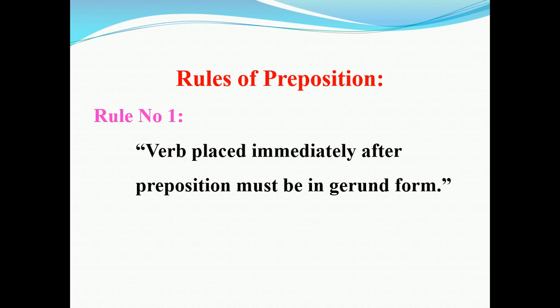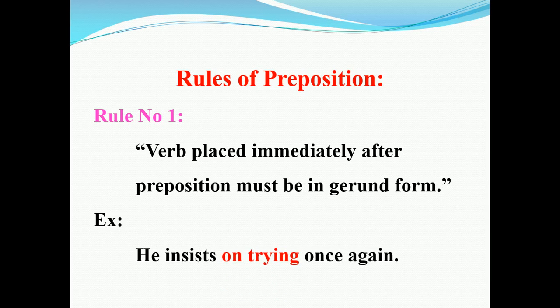What is meant by gerund form? A gerund has the same spelling as a present participle, or in other words, for better understanding, we can say that it is the verb plus ing form. That's what is meant by gerund form. Let's see one example, then you'll get a better idea. He insists on trying once again.